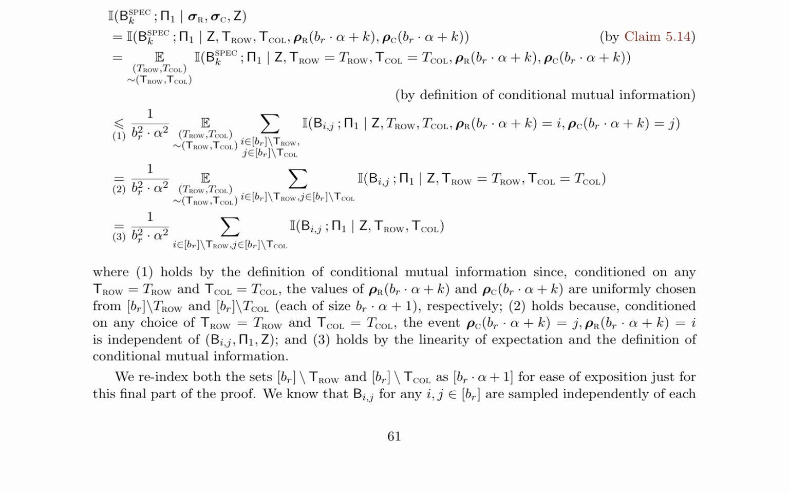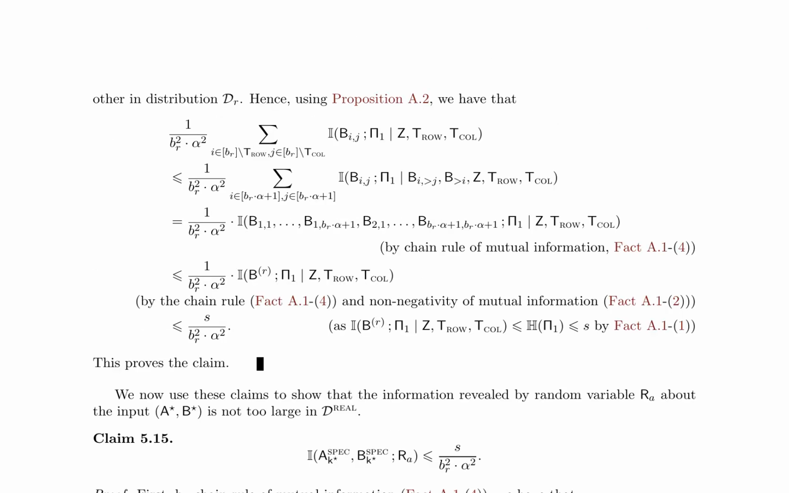The analysis of a quantum communication protocol reveals the information disclosed by random variable Π_raw about the input, A, B. A key claim is established, stating that the mutual information between specific blocks of bits and a quantum state, given additional information, is bounded by a certain value. This claim is proven using the chain rule of mutual information and the non-negativity of mutual information.